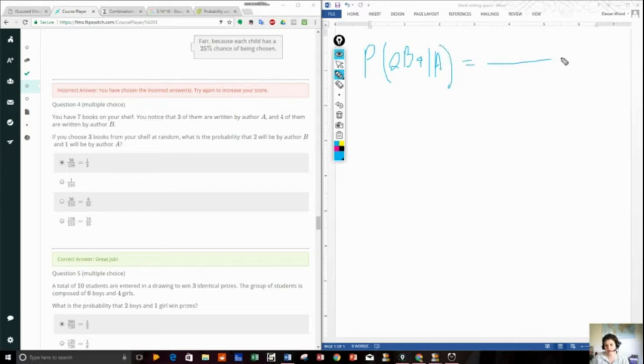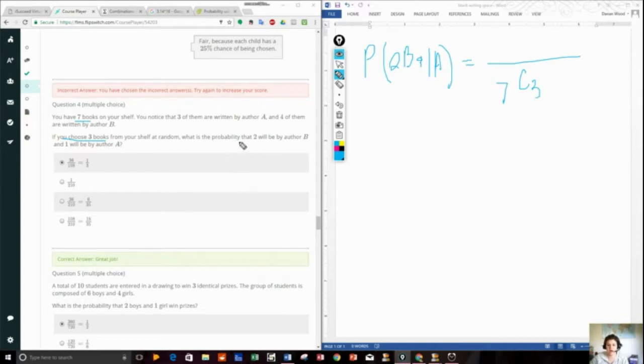So my first question is, how many different ways can I select 3 books? Because I want to choose 3 of them. Okay, if I choose 3 books, how many different ways can I choose 3 books out of 7 total? So I'm going to have 7 choose 3. That's the total number of different ways I can select those books.